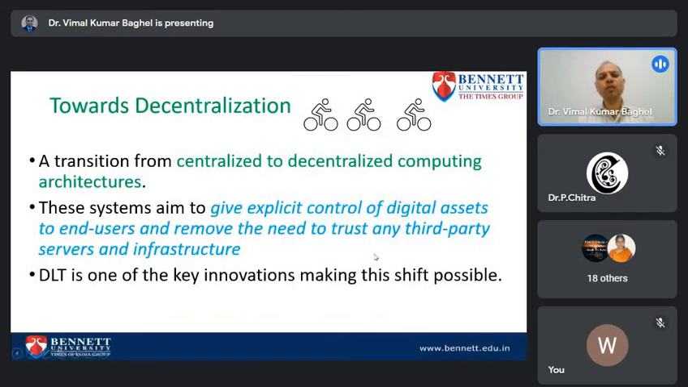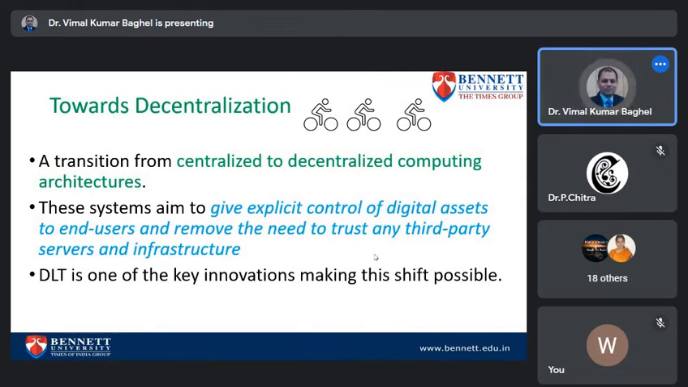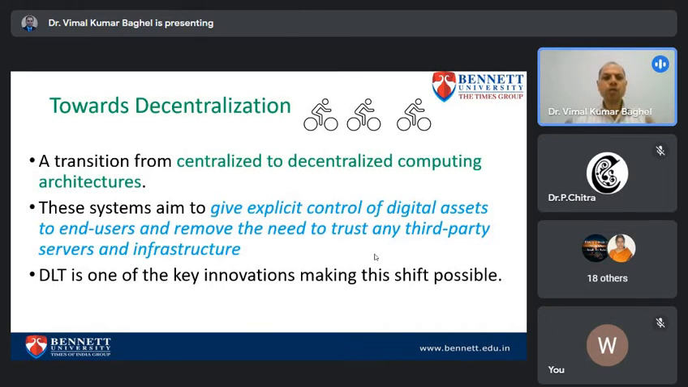So we are now inching towards decentralization, and these systems basically are aiming to give explicit control of digital assets to all the participants, to all the stakeholders who are the end users, and they are trying to remove the need to trust any third-party servers and infrastructure. So the complete objective of decentralization is to remove the role of third parties, or third-party servers and infrastructure.